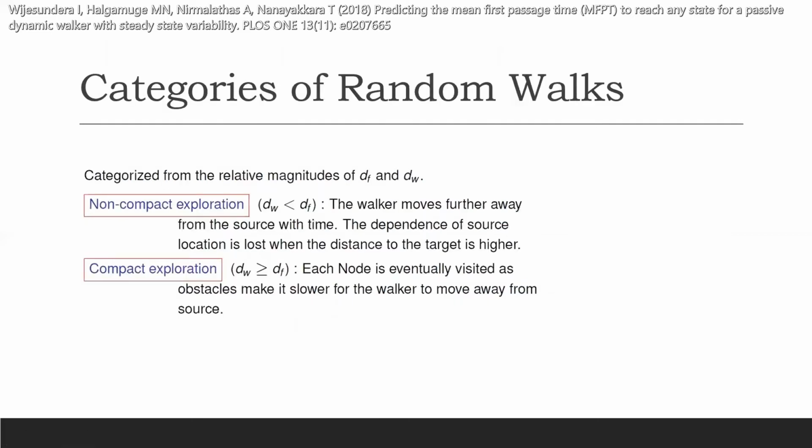The relative magnitudes of these dimensions show different walking features. So when the dW is less than dF, we can see non-compact exploration. That is, the walker moves further away from the source with time. The dependence on source location is lost soon when the distance to the target is higher. And the other part of it is compact exploration. As the name suggests, each node is eventually visited as obstacles make it harder and slower for the walker to move away from the source.